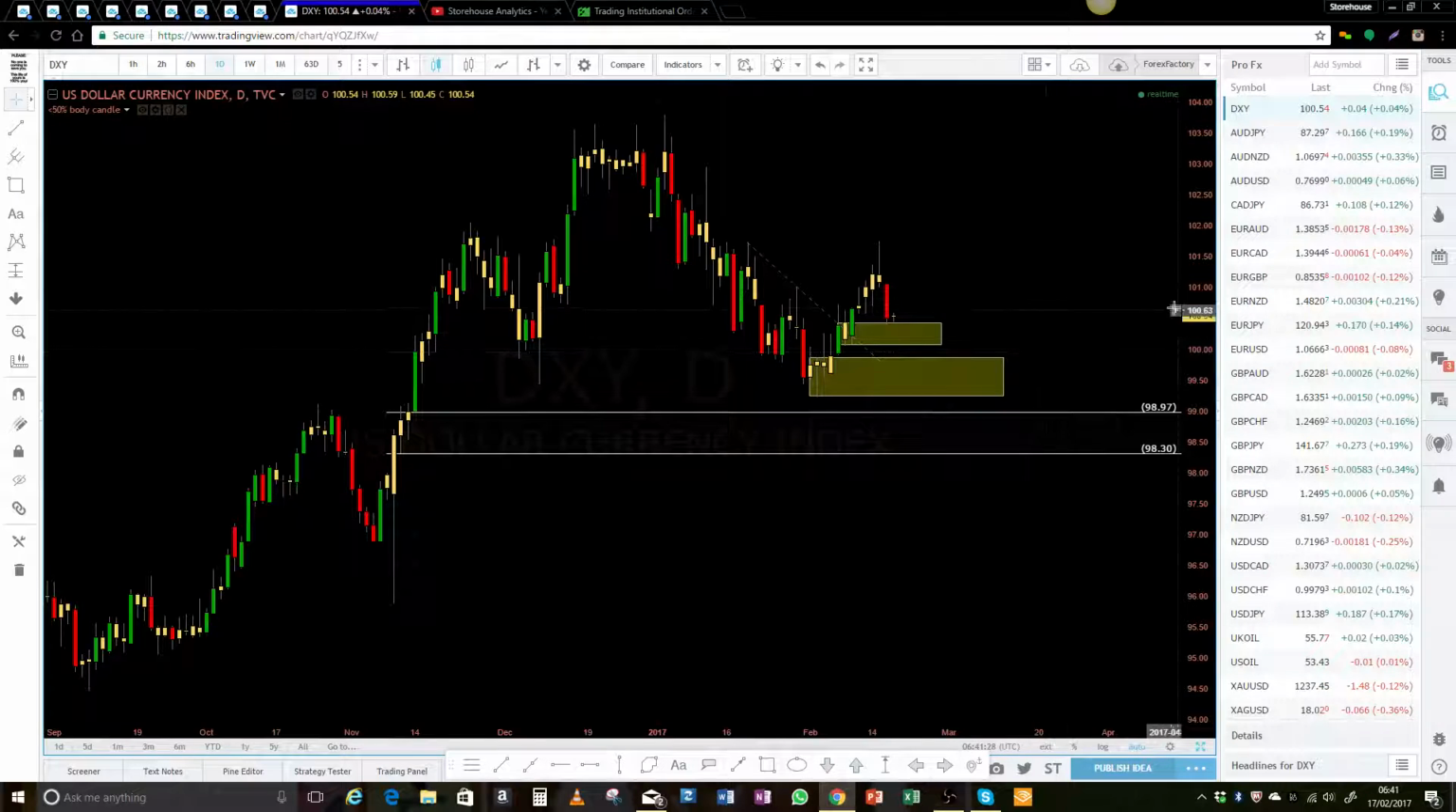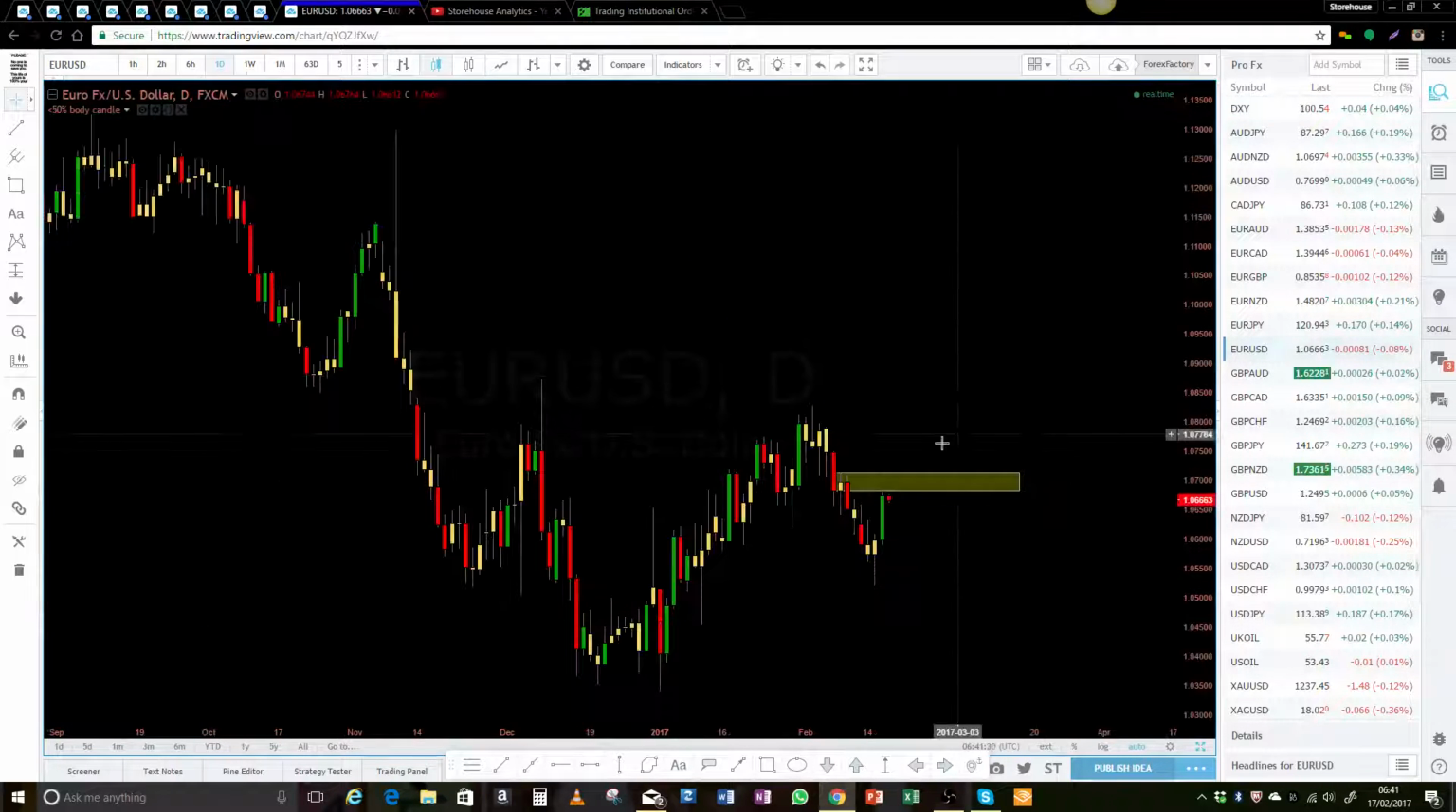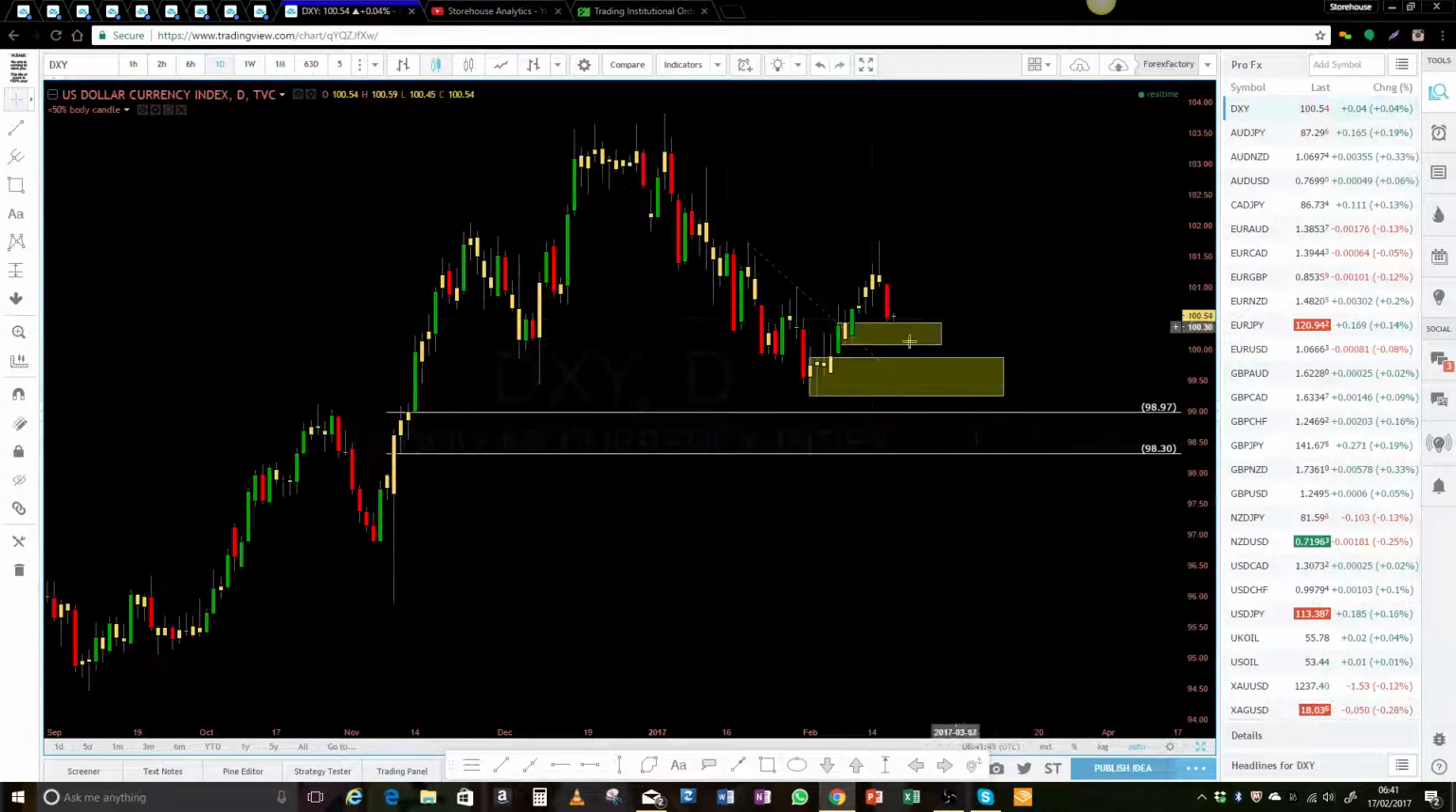So for the day trades, looking at things like the euro, you can see the euro is now hitting into supply. So it's going to be interesting over the next day or two for the day traders who are shorting the euro. So favoring shorts right now because of where the US dollar is. The US dollar is into demand. Yes, it's not great demand, but it's demand nonetheless.